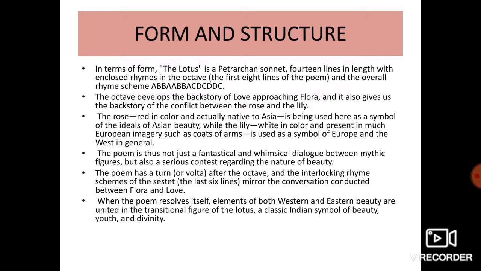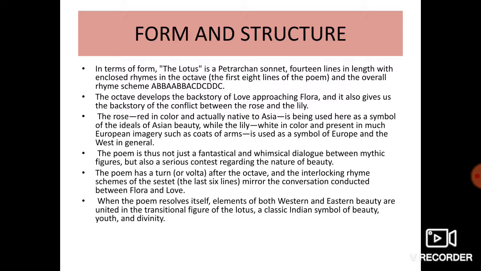Petrarchian sonnet, which has 14 lines, and the octave consists of the 8 lines, and then there is a sestet. The rhyme is A B B A B B A, then C D C C D C.